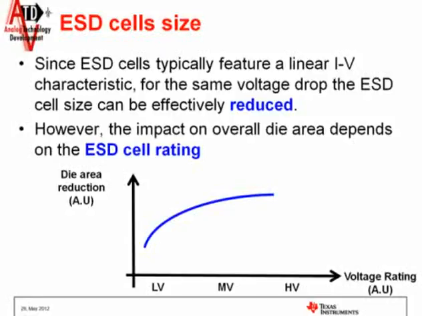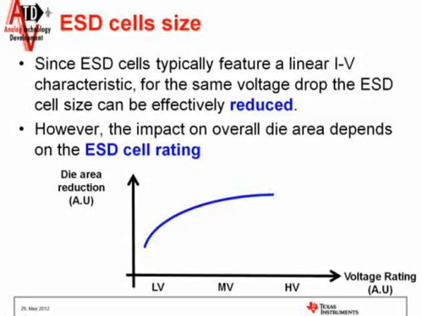Well, actually it's a bit more complicated than that. It's not that you can simply take an ESD cell and cut it in half and now you pass 1 kV. The reason is there are certain parameters in the ESD cells that do not scale.